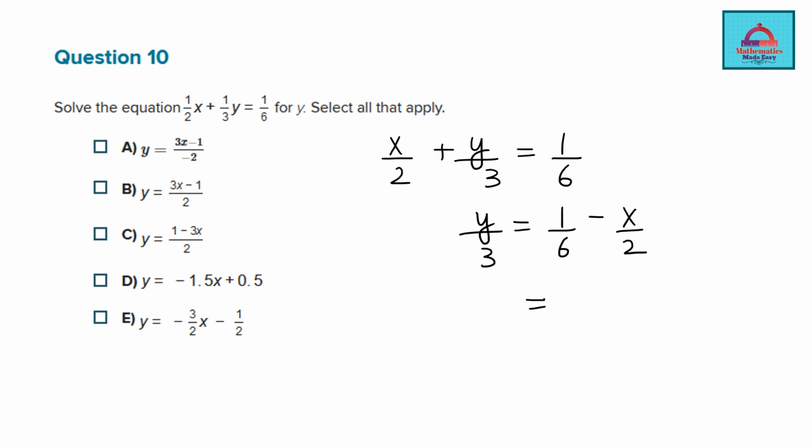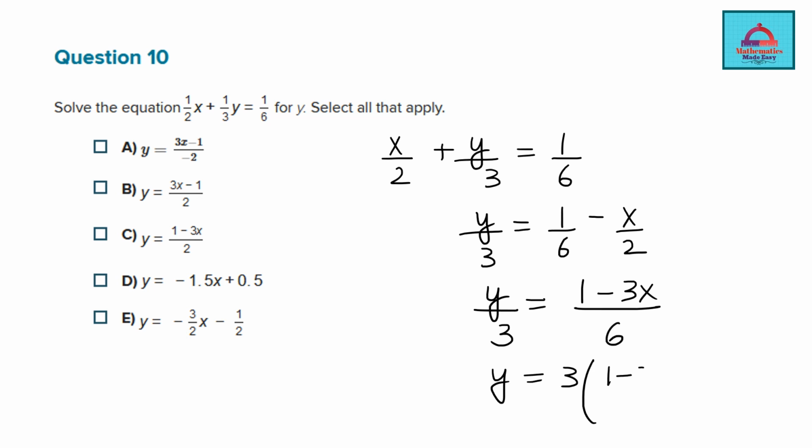Now you can take here LCM. So if you take LCM, this is 1 minus 3x, which is equal to y divided by 3. Now you move this 3 to the other side. So it becomes 3 times 1 minus 3x. Now cancel the term which is common. So this is 1 minus 3x by 2. So one answer which is correct is definitely C. Let's see for the other answer.